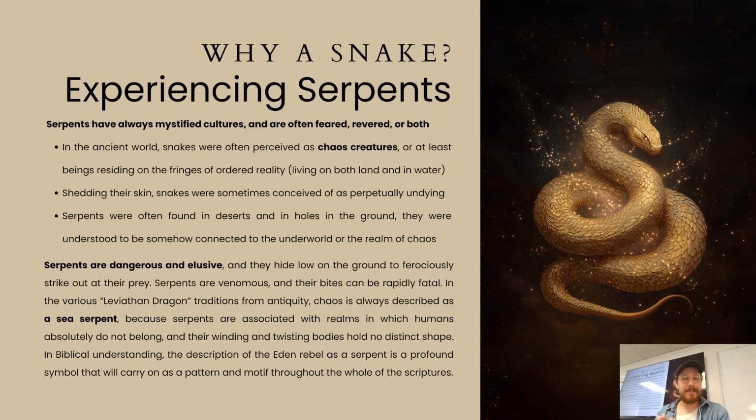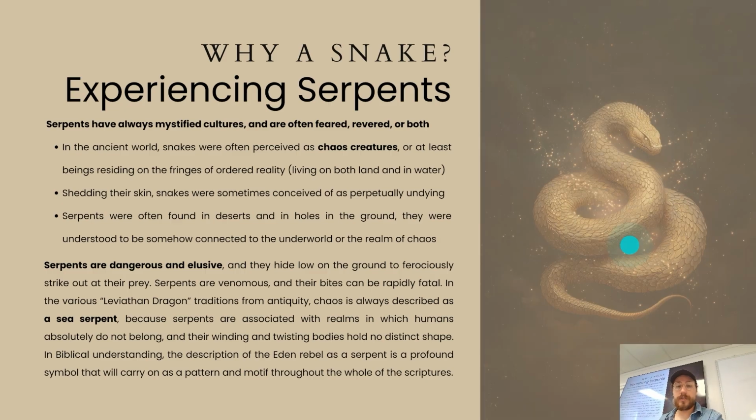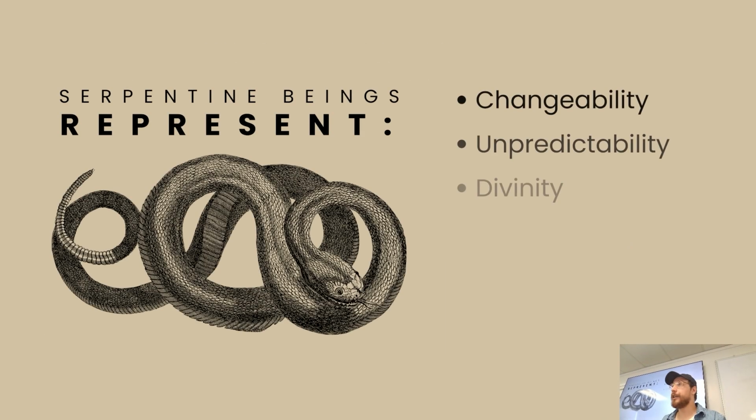Their winding and twisting bodies hold no distinct shape. So snakes are often conceived of as shapeshifters, because the idea here is that here they look long, and here they look coiled, right? So they don't have a particular form to them. In biblical understanding, the description of the rebel as a serpent is a profound symbol that will carry a pattern throughout the scriptures. So serpentine beings represent changeability.